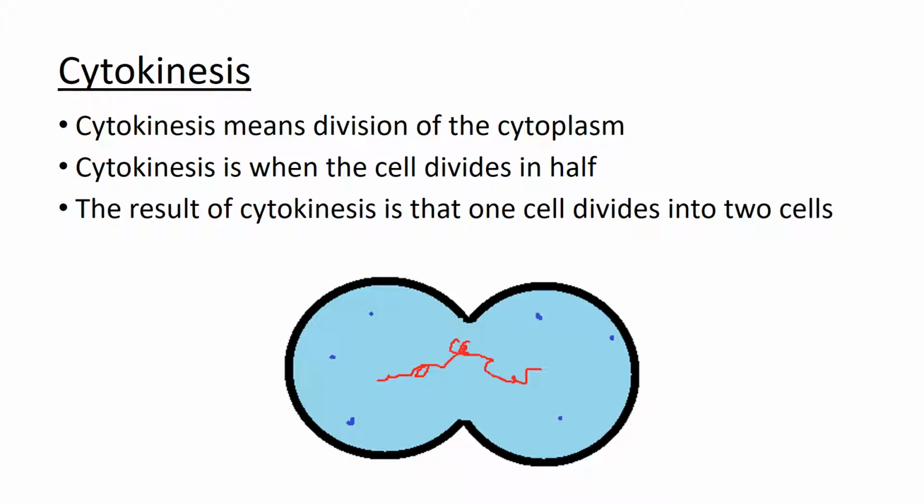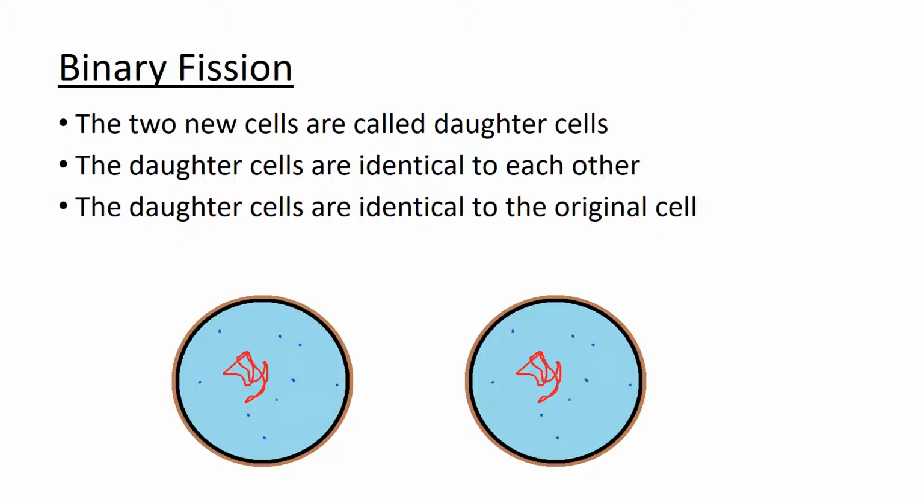Cytokinesis means division of the cytoplasm. Remember, prokaryotes do not have a nucleus. So if we're talking about prokaryotes, everything inside the cell is the cytoplasm. So cytokinesis is when you take some of that cytoplasm and you put it in one cell, and you take the rest of the cytoplasm and you put it in another. So cytokinesis is when the cytoplasm is divided into two cells. So binary fission is DNA replication and then cytokinesis. And the result is two identical cells.